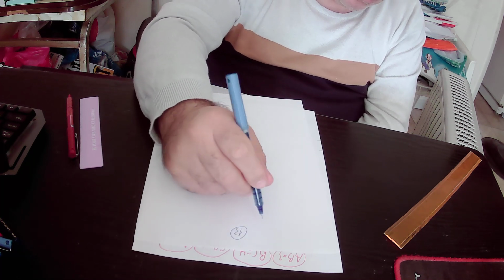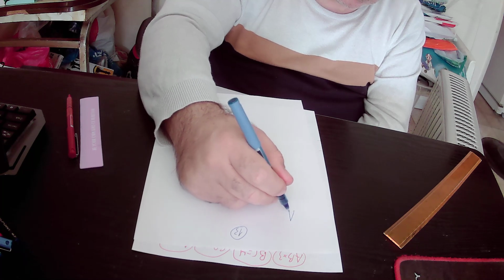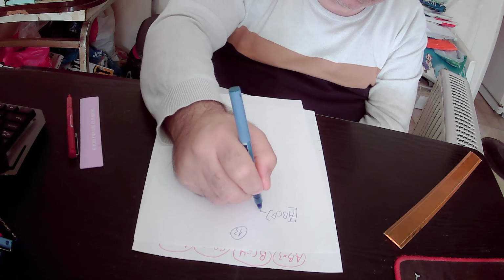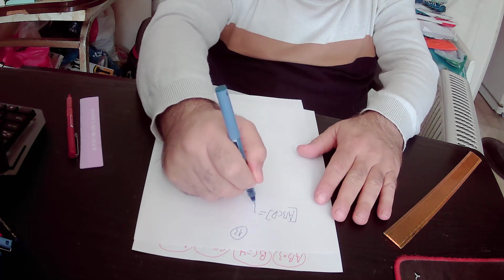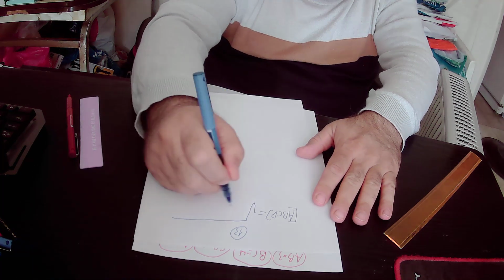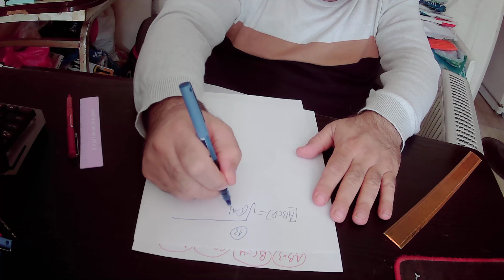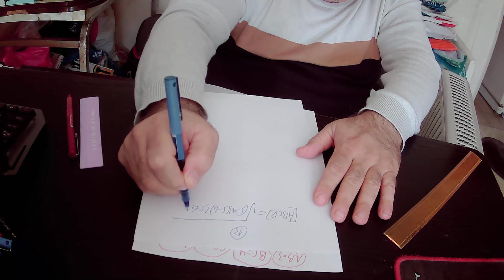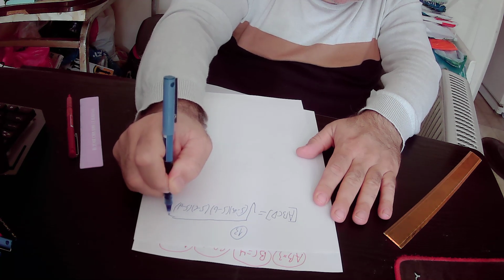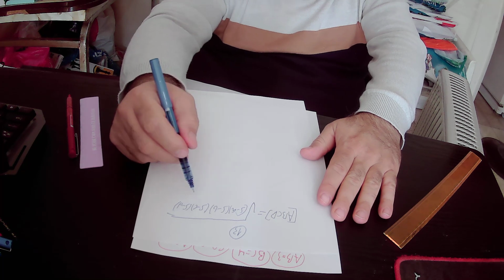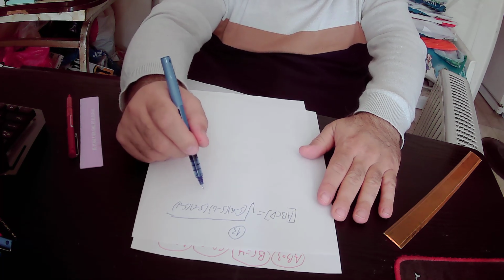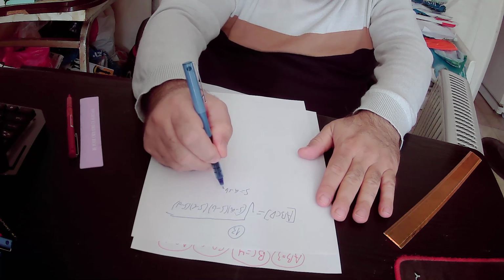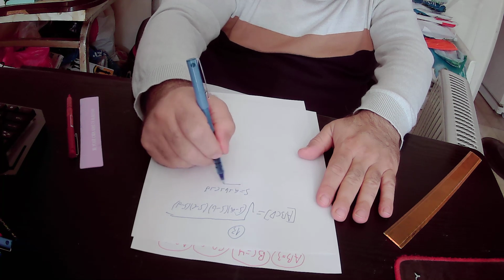According to rule number 1, the area of quadrilateral ABCD equals the root of S minus A times S minus B times S minus C times S minus D. A, B, C, and D are the lengths of the quadrilateral ABCD sides, and S equals A plus B plus C plus D over 2.